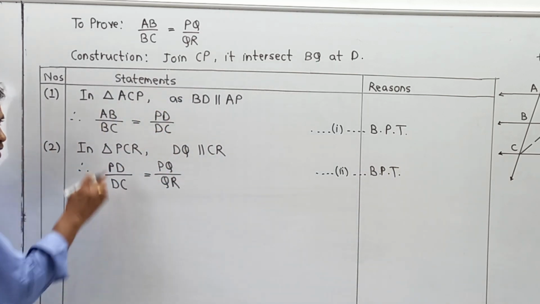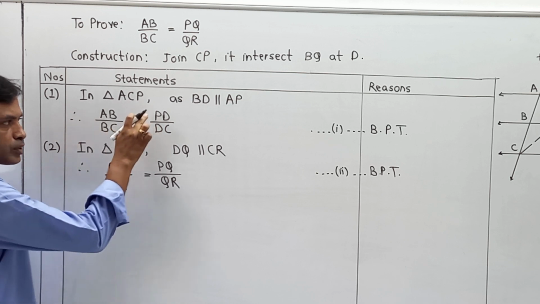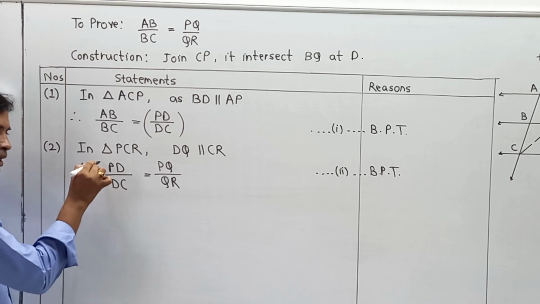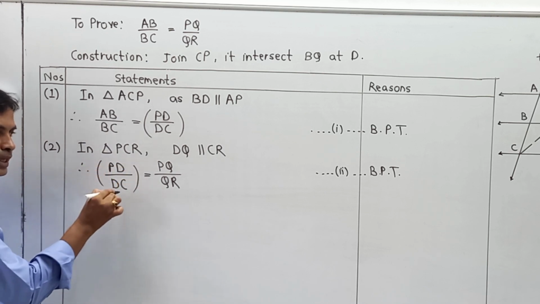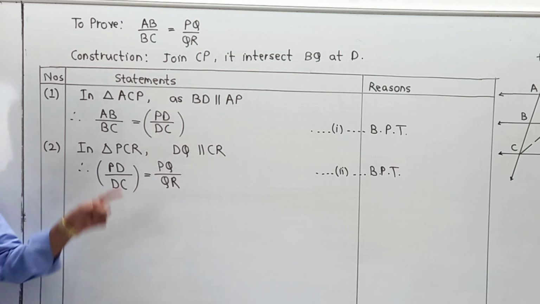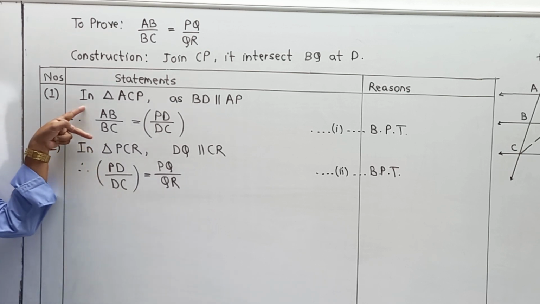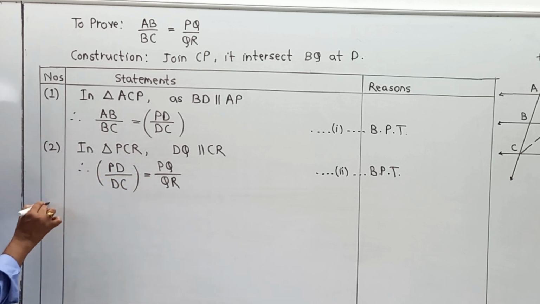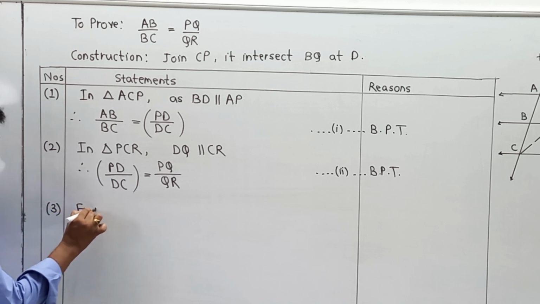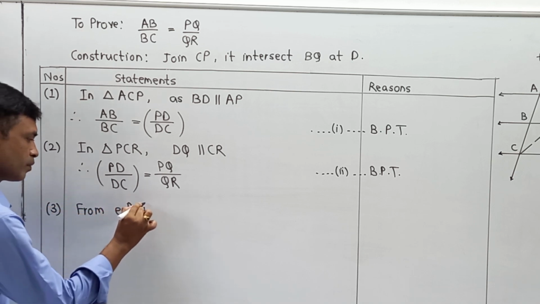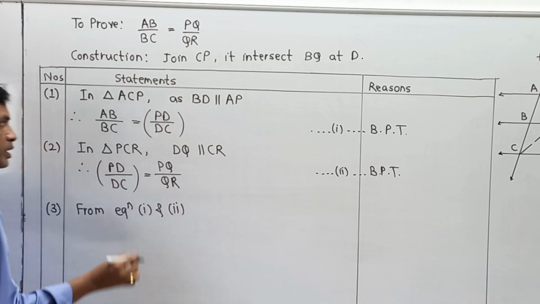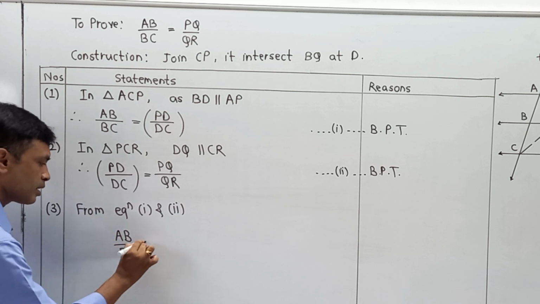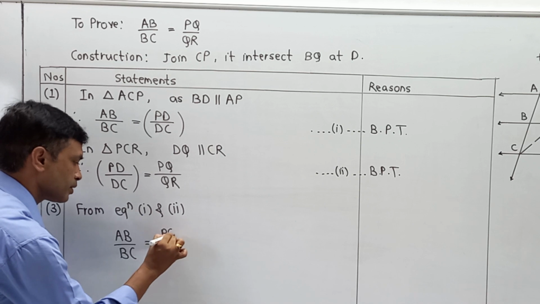Now, in equation 1, we get AB upon BC is equal to PD upon DC. The same PD upon DC we get in the second case, where PD upon DC is PQ upon QR. Naturally, from equations 1 and 2, we can say that AB upon BC is equal to PQ upon QR. So, third part, from equations 1 and 2, AB upon BC is equal to PQ upon QR.